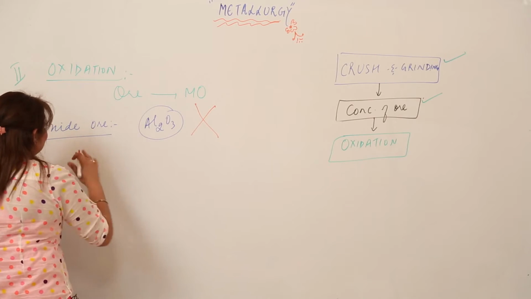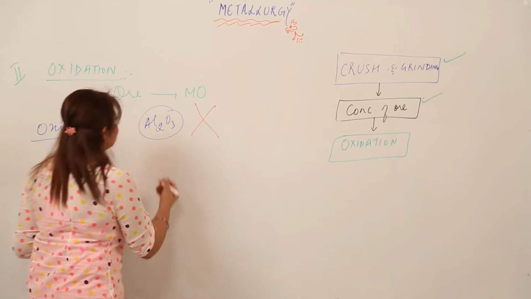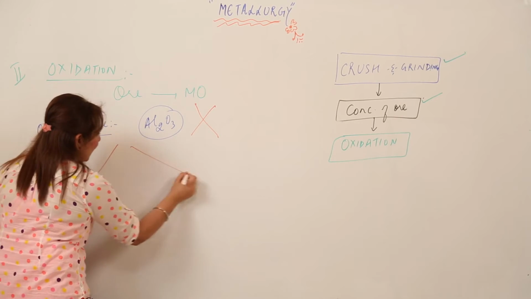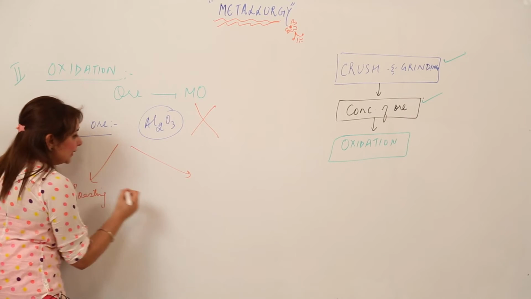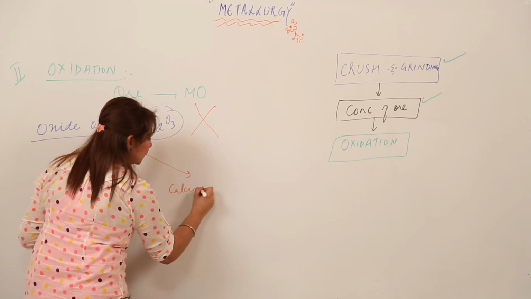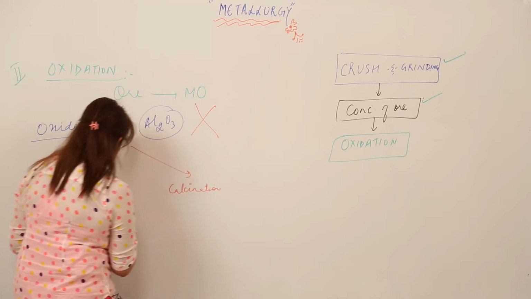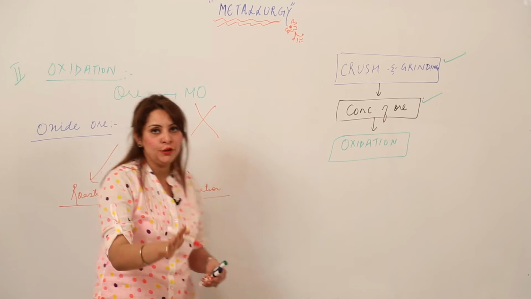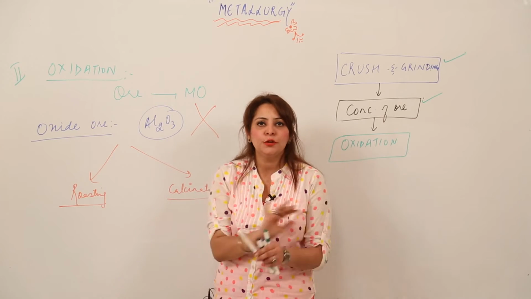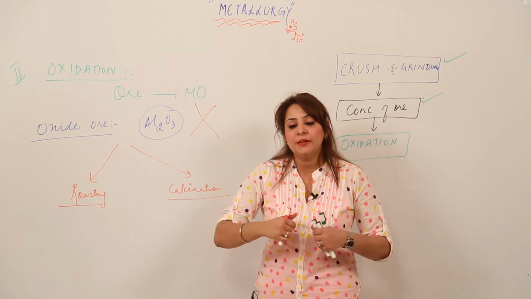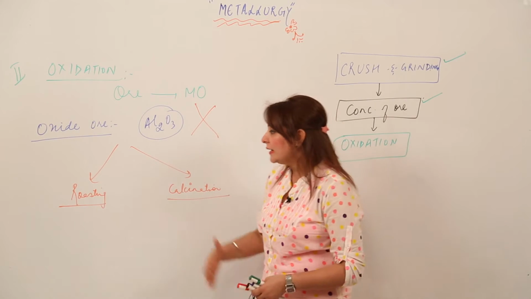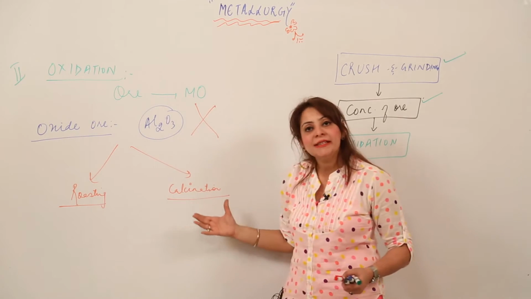But otherwise there are 2 methods for the oxidation. One method is roasting and the other method is calcination. I repeat, there are 2 methods for the oxidation. First of all, for oxide ore we do nothing, right. But for other ores, we employ only 2 methods. One is roasting and the other is calcination.